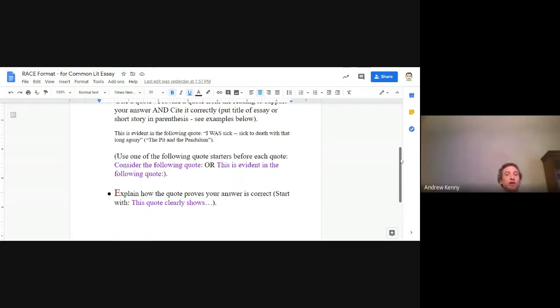And you always want to start explaining your quote with "this quote clearly shows." So I would continue on in this little essay and I would say, this quote clearly shows that fear is a natural reaction that everybody fears, and it is used to help people to stay alive, something like that.